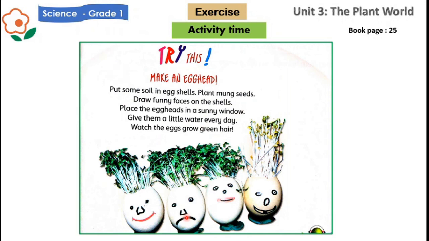Now here is the activity time and you have to try this at your homes. You have to make an egg head: put some soil in an eggshell, plant seeds, draw funny faces on the shells, place the egg heads in a sunny window, give them a little water every day, and watch the eggs grow green. So you have to take an eggshell, and then sow some seeds in soil which you have already put in your eggshells, and then put them in a sunny window or where the sunlight can easily reach.